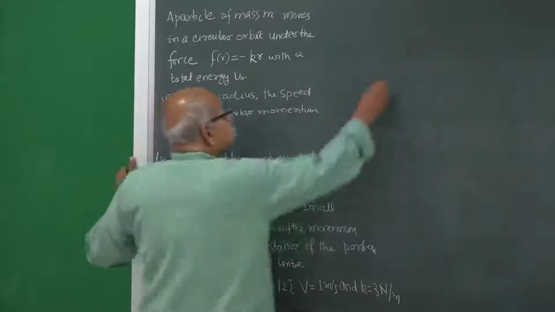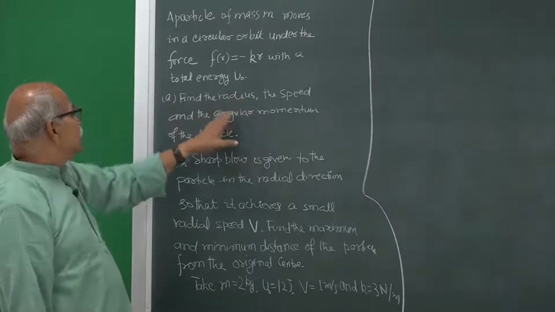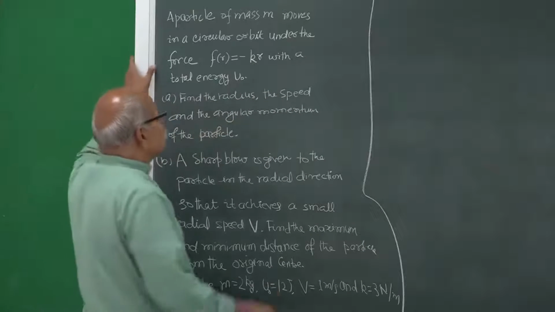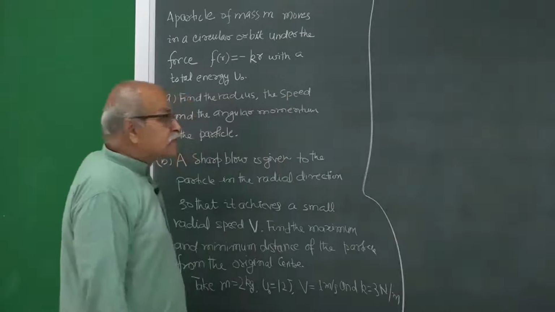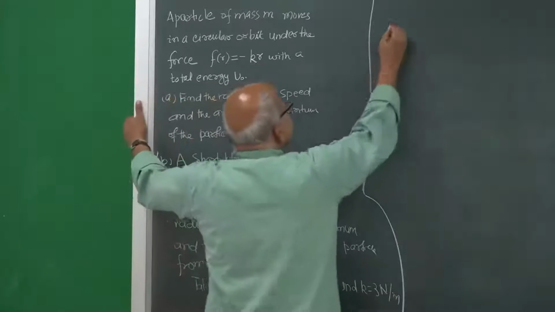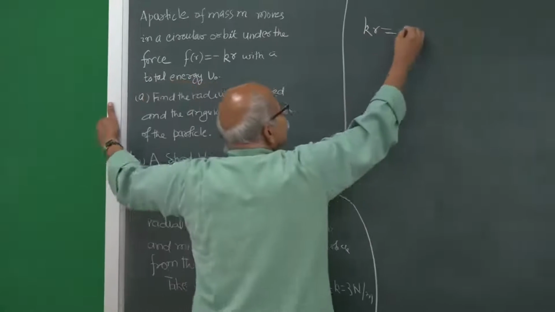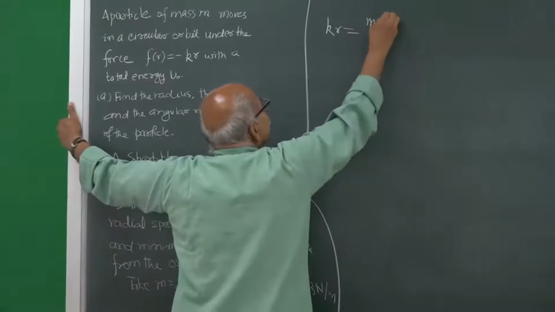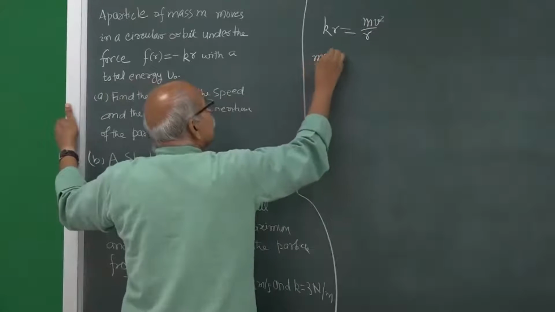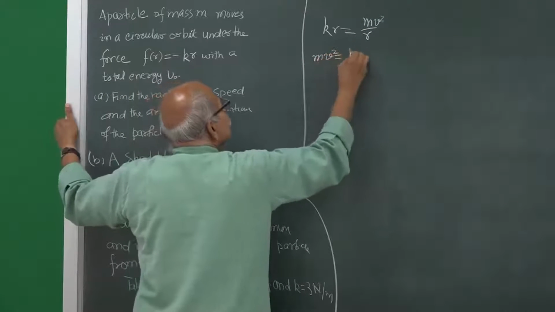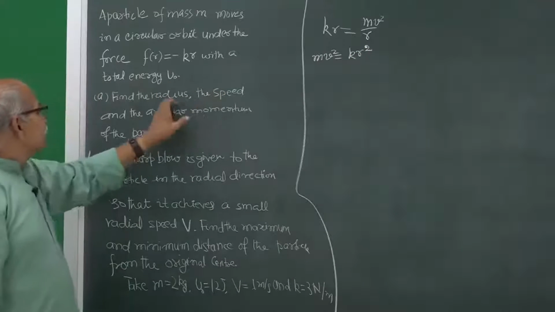So, let us go one by one. The first part is to find the radius, speed and angular momentum. Once again we can use our knowledge of circular motion. Force is Kr towards the center, that should be equal to m times v square by r. So, this is one equation. So, m v square is equal to K r square. We have to get the speed as well as the radius.